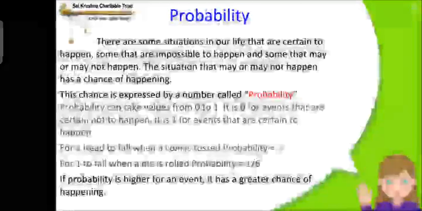So if the probability is 0, it is not going to happen, and if the probability is 1, then it is going to happen. For a head to fall when a coin is tossed, the probability is half. For 1 to fall when a die is rolled, the probability is 1/6. If the probability is higher for an event, it has a greater chance of happening. Remember this last point, children. You will study chance and probability in detail in your higher class. For now, just know the basics of probability.